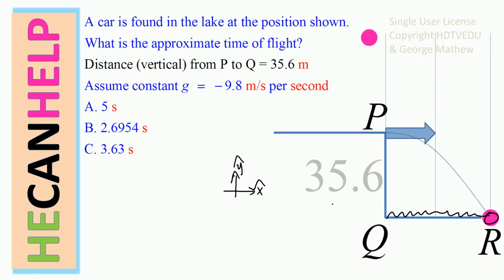So that's the pink spot here. And where is the pink spot? At point R. A car is found in the lake at the position shown. What is the approximate time of flight?